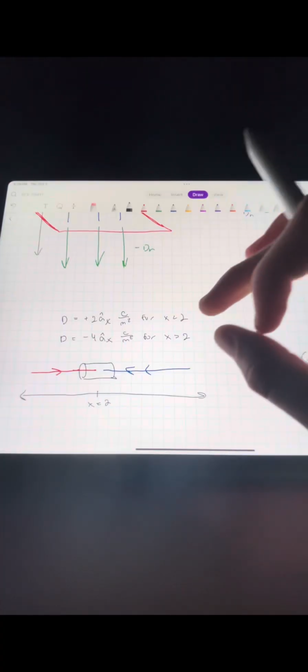And finally, we have a vertical boundary at x equals 2. On the left side, D equals plus 2 a_x. On the right side, D equals -4 a_x. So the normal direction here is along a_x. The formula is that the surface charge density, rho of S, equals the contribution from the right minus the contribution from the left. So that's -4 minus 2. So we get -6 coulombs per meter squared for the surface charge density.